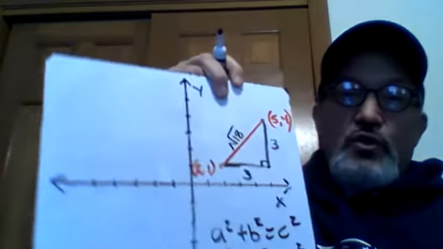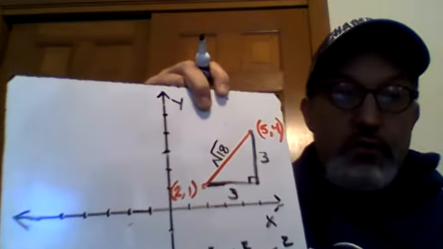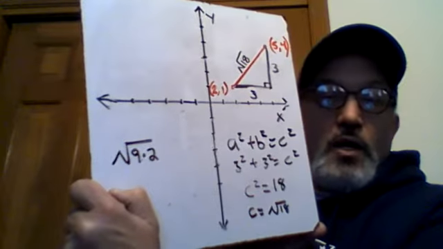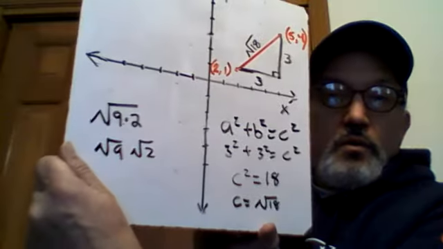I'll put it in here on the red line segment we're trying to find the length of. It's the square root of 18 units. But, as you know, the square root of 18 can be simplified. It can be thought of as the square root of 9 times 2. And then we can break that apart as the square root of 9 times the square root of 2. The square root of 9 is 3, so we have 3 times the square root of 2. I'll write that up here as well.